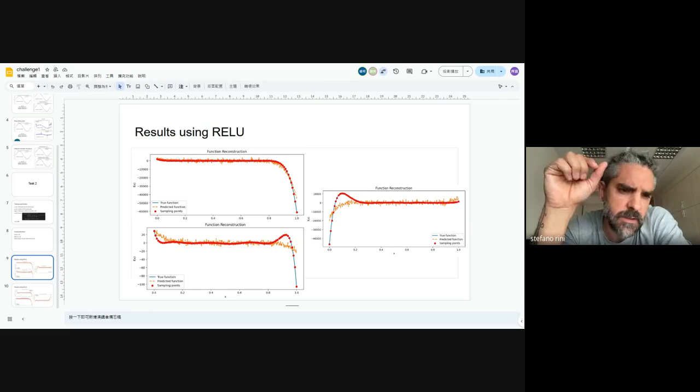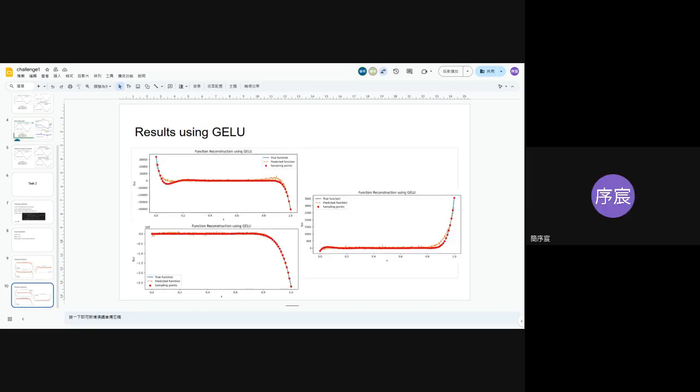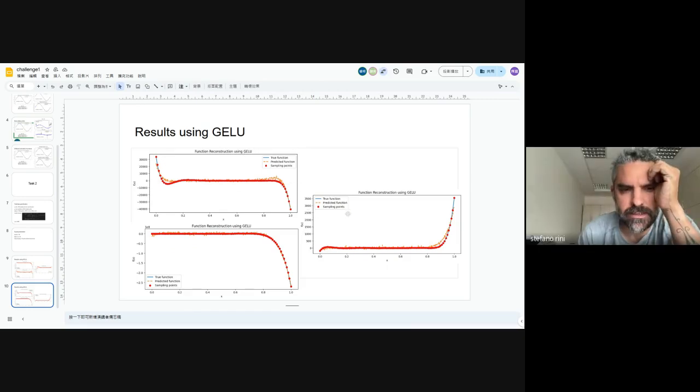Can you go to the next one? Go to the next slide. Go to slide 10. Yeah, slide 10 is using ReLU. I tried to check your code. There is something weird, right?